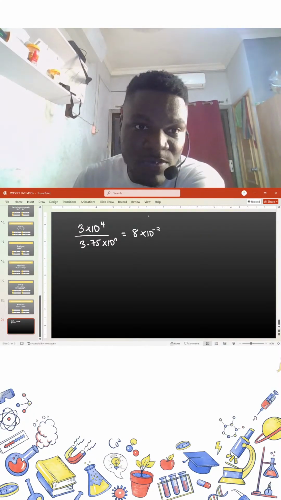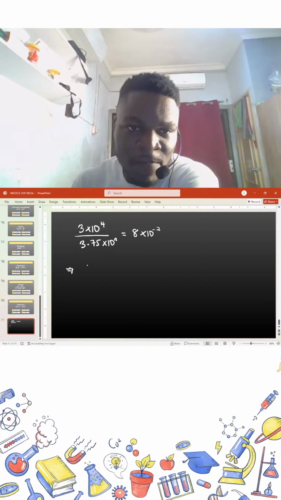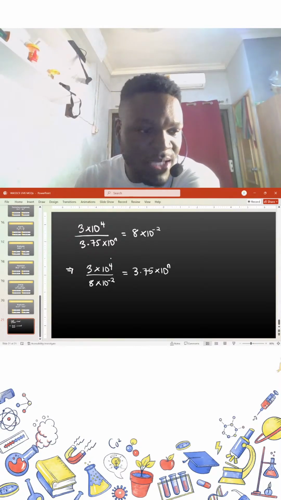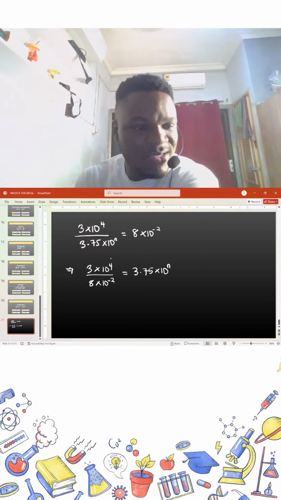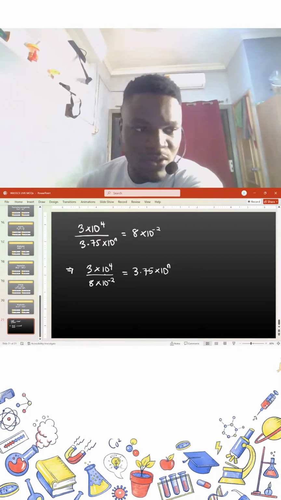Now to find a solution to this problem, what we do is cross multiply over here, or basically you just bring the 8 times 10 raised to the power minus 2 to the denominator here and move the 3.75 over here. So basically what I mean is that you rewrite this as 3 times 10 raised to the power 4 divided by 8 times 10 raised to the power minus 2, and this will be equal to 3.75 times 10 raised to the power n. Okay, this is basically how you rewrite your expression. So now that we have this, you are free to use your calculator to solve what you have on the left hand side.